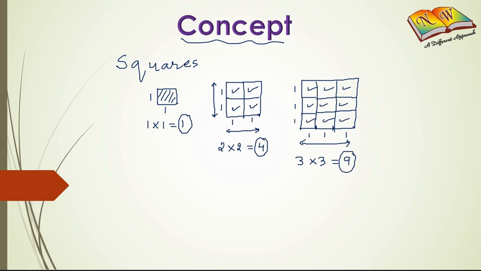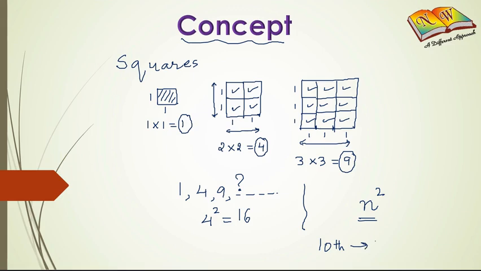So do you find a pattern here? 1, 4, 9 and so on. Can you tell me what will be the next number in this series? Yes, you got it right. It is 16, which is 4 times 4, or which is 4 square. So the general formula for finding the square numbers is n square. So if I want to find the 10th square number, it will be 10 square, which is 100.